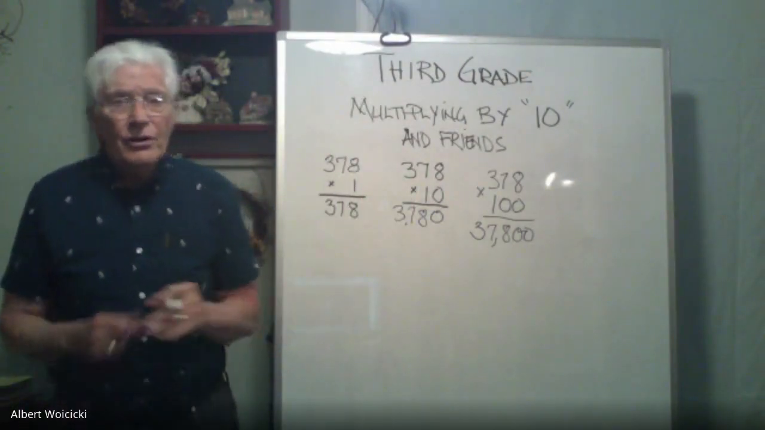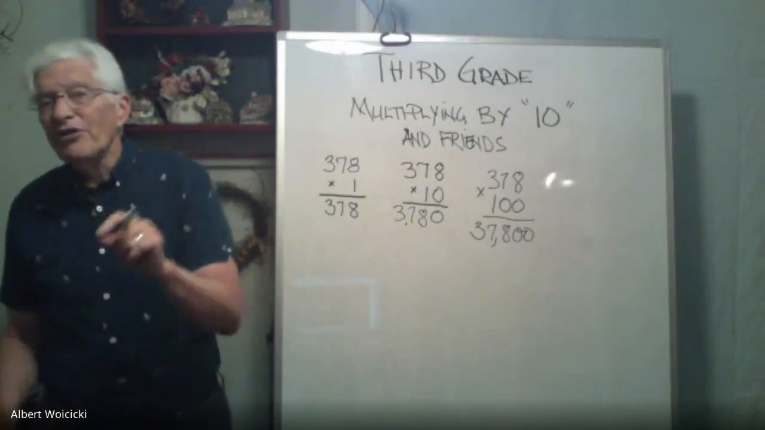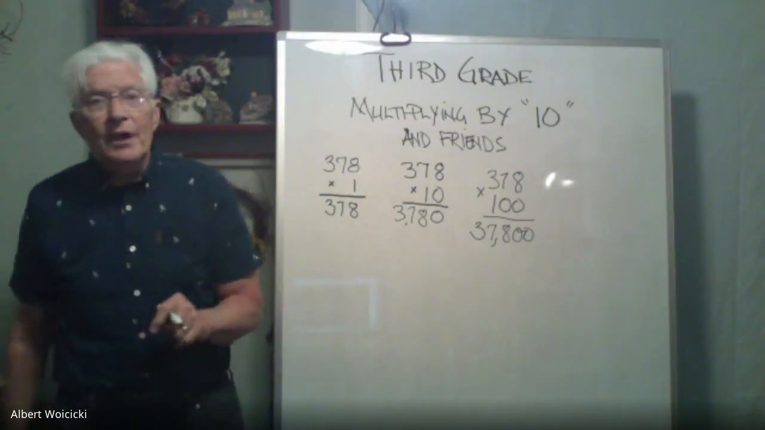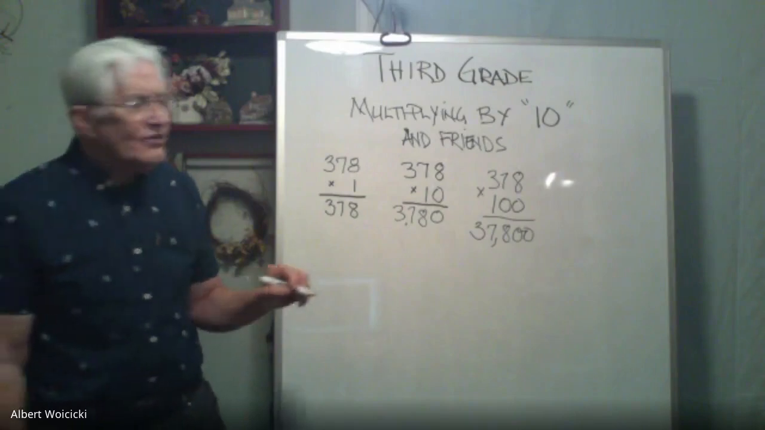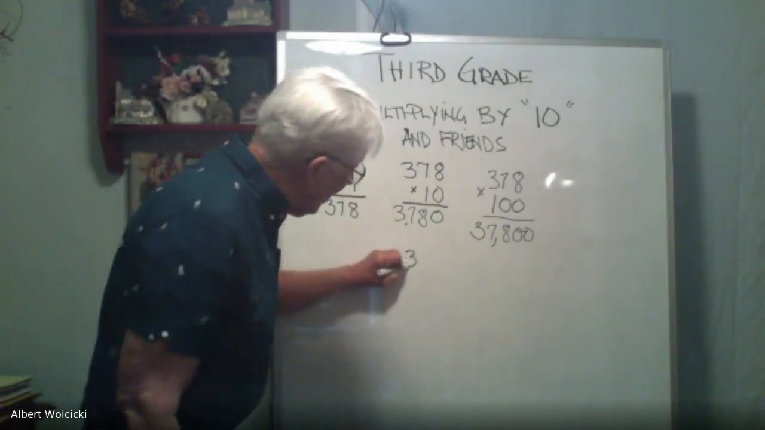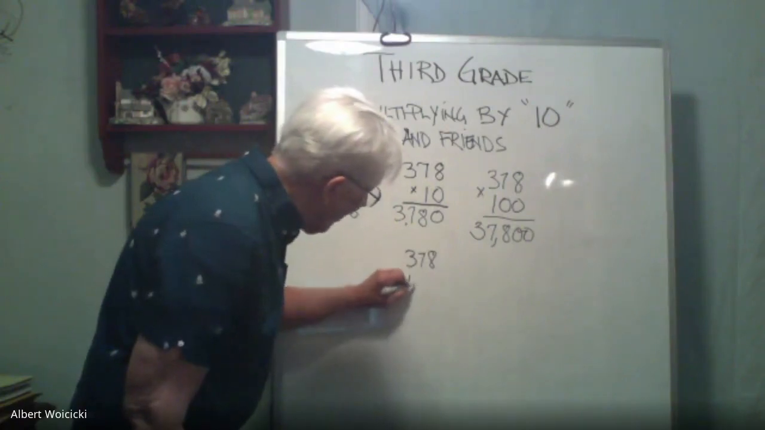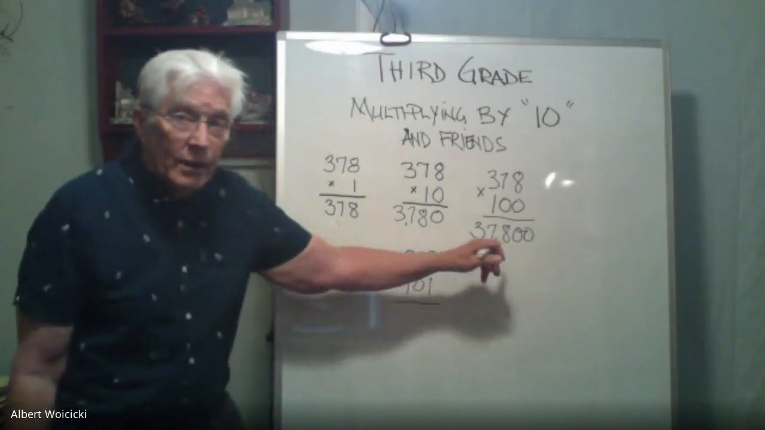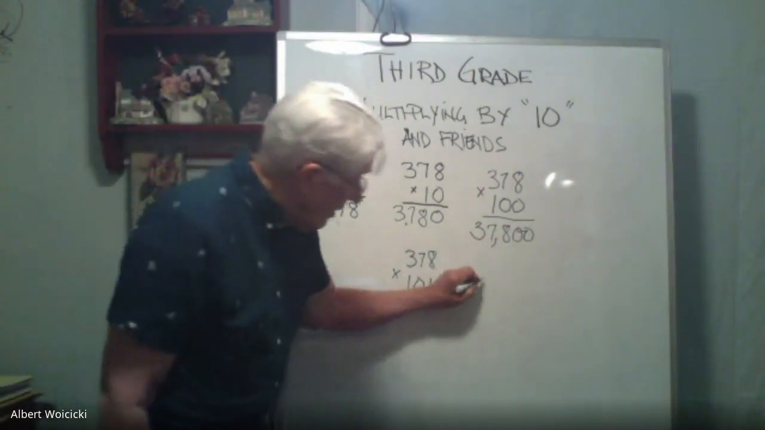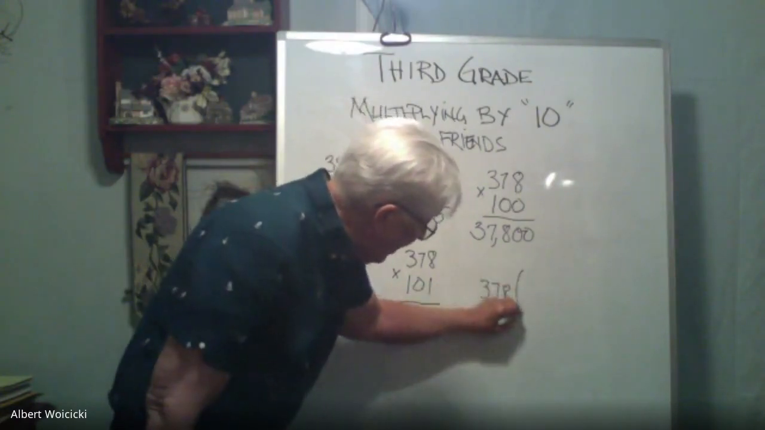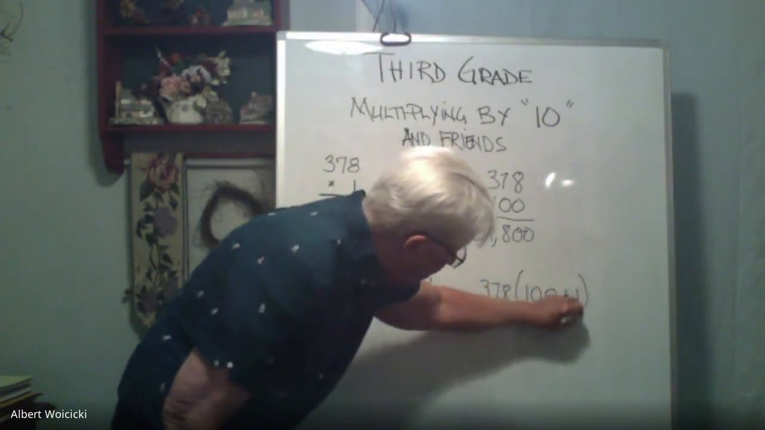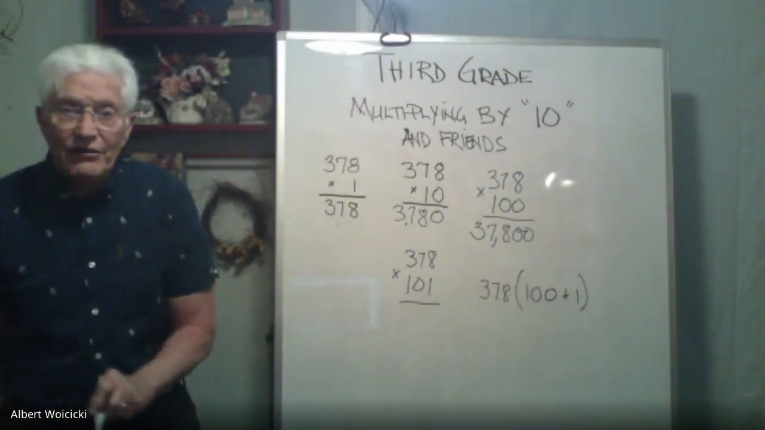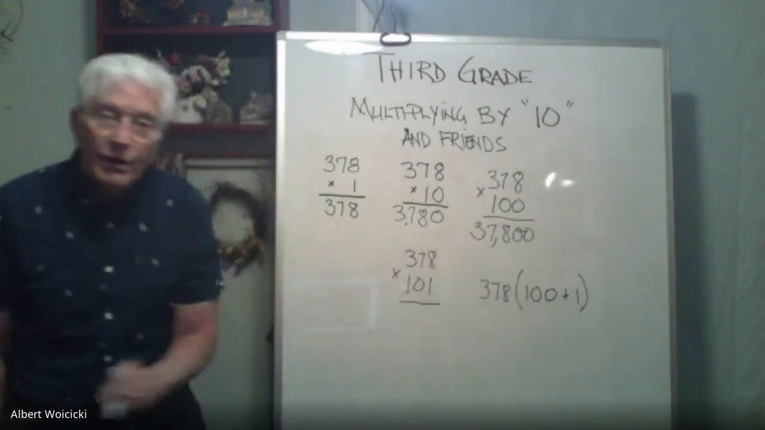A lot easier. But here's where stuff becomes a lot of fun for them, and maybe for you too. Because what happens when you ask them the question, what is 378 times 101? Look back at what I did over here and here. This is 378 times 100 plus 1. I know what 378 times 100 is. It's 37,800. That's this number here.